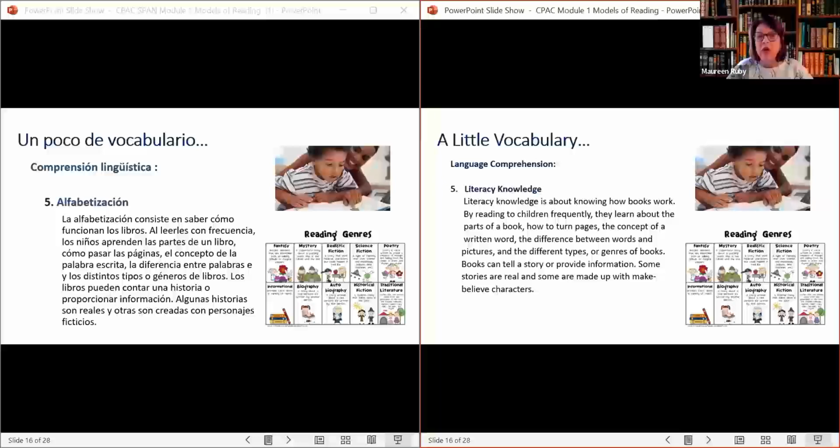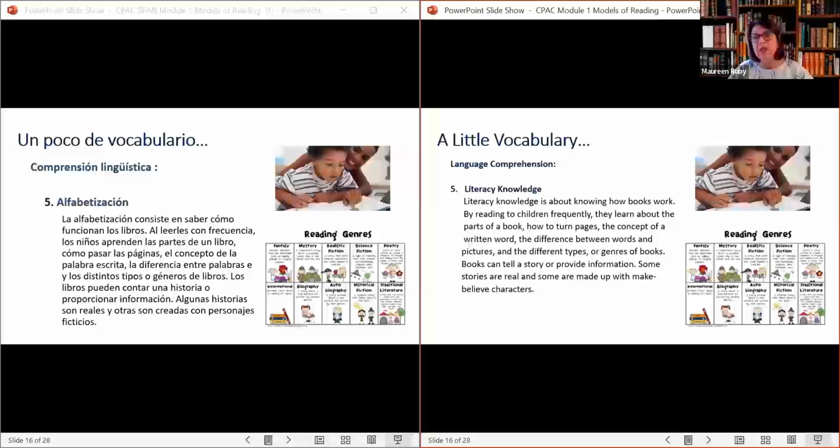But when the kids are little, we're teaching them about the front of the book and the back of the book and how to turn the page. And this is a picture and these are words. And then we're pointing so they see which way we go. Kids are great. They take it all in. But they need to know a lot about how books work.